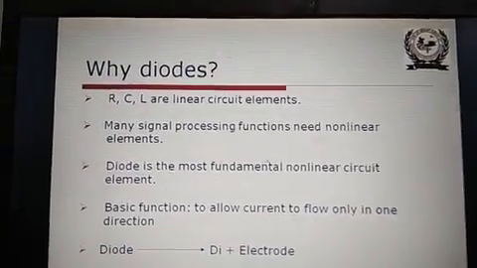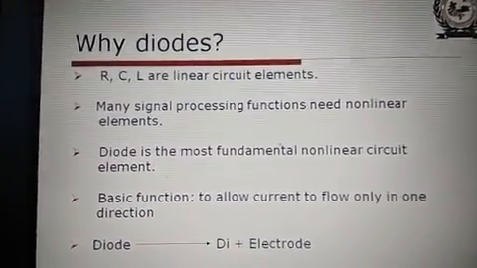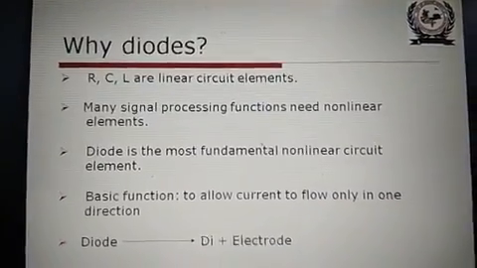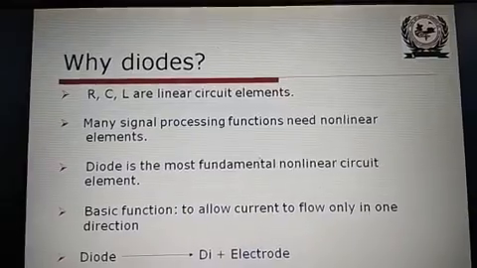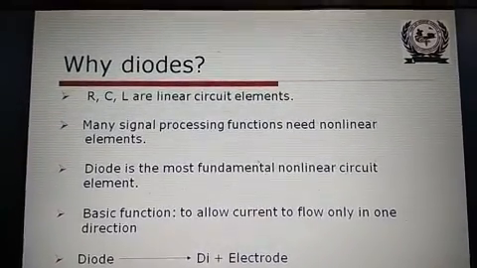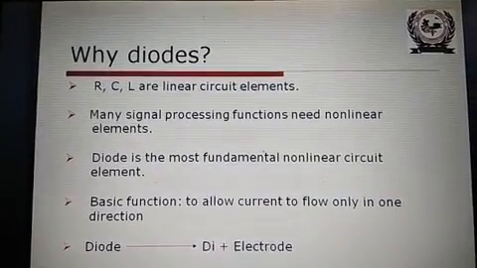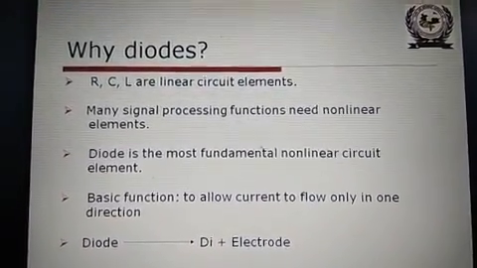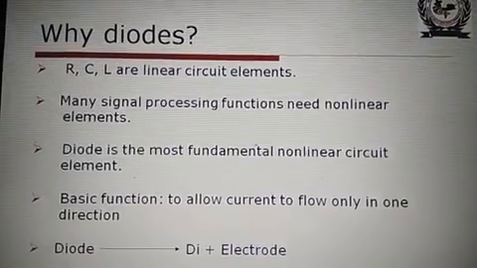Why diodes? Before studying diodes, in short I can say, di means two and ode comes from electrode. A semiconductor with two electrodes. A PN type semiconductor with two electrodes is called a diode.